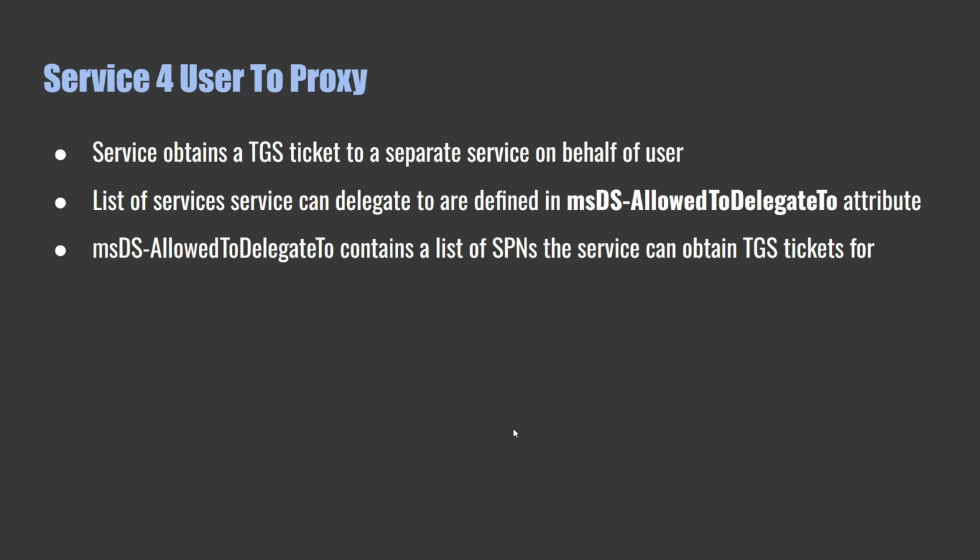So a list of services that can be delegated to are defined in the msDS-AllowedToDelegateTo attribute. And this contains a list of SPNs that the service can obtain TGS tickets for. So obviously, service principal names basically define a service. It's like a specific thing in Kerberos. The name has an account attached to it. It's how it defines what services are what. And in this case, the list basically defines what services we can access.